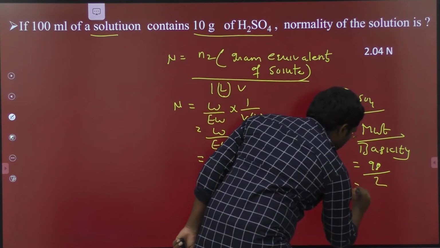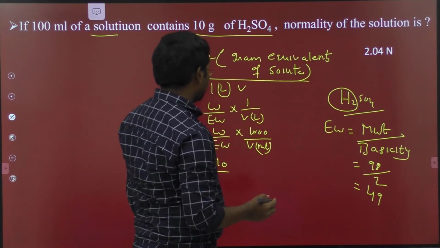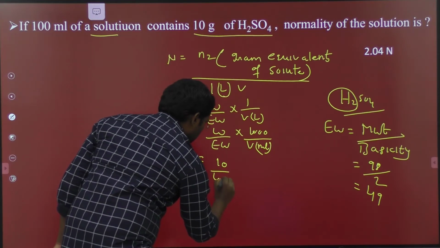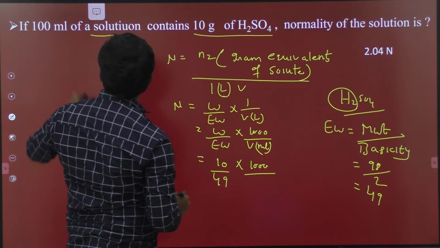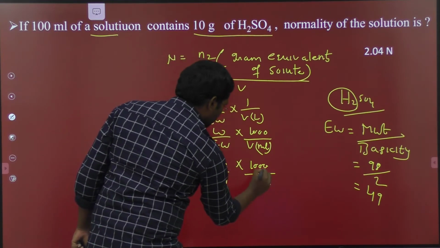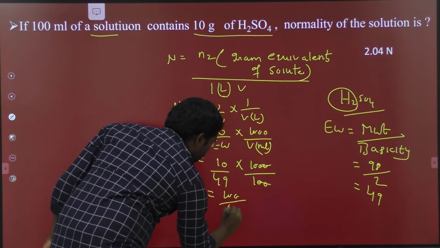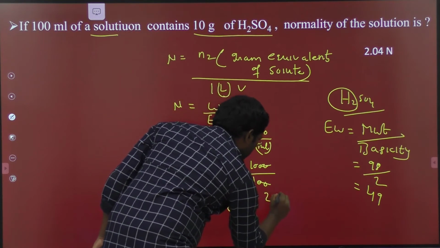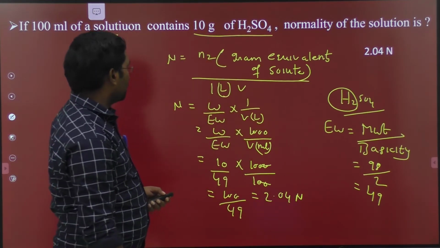98 by 2 is equal to 49. So therefore the equivalent weight of sulfuric acid is equal to 49. So 49 into 1000 by, so what is the volume given in the problem? That is 100 ml. So cancel here 2 zeros. Therefore 100 by 49, so this is equal to 2.04. 2.04 normal. So this is the calculation of the normality for the given solution.